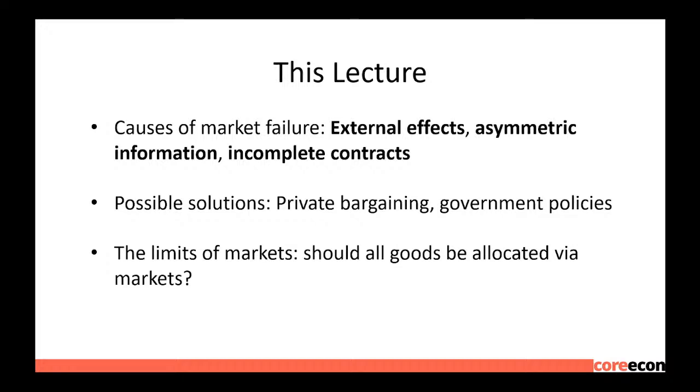Then we will shift gears and try to see how to overcome these problems, both using private solutions such as bargaining among the parties, or government-mandated policies that tackle, via, say, quantity or price mechanisms, the overproduction of the negative good or the under-provision of the good with the positive externality.